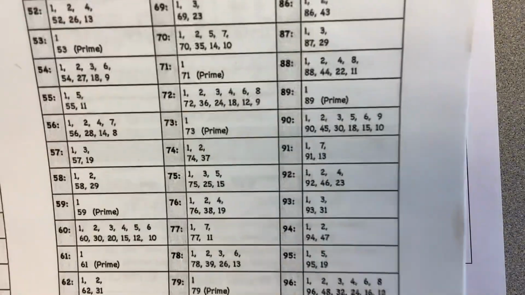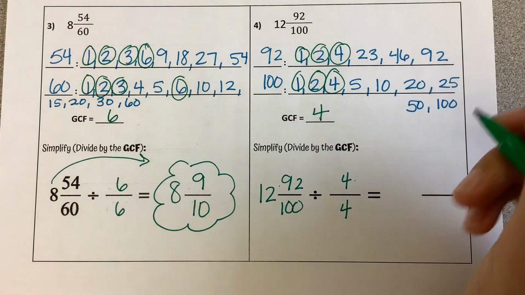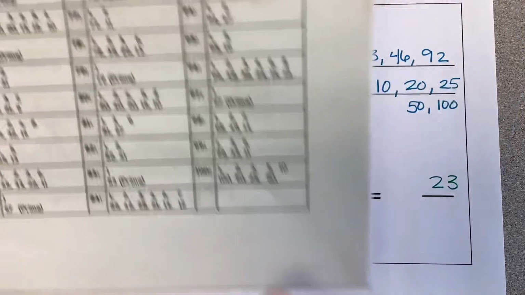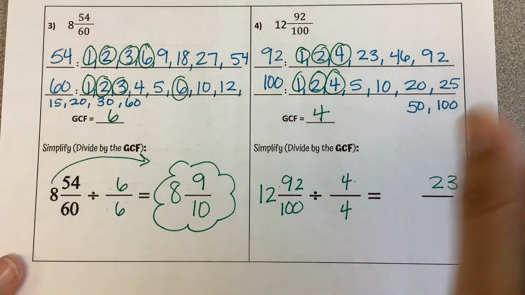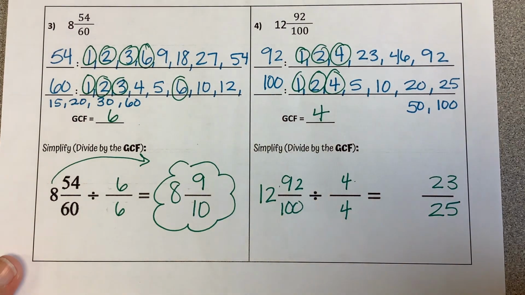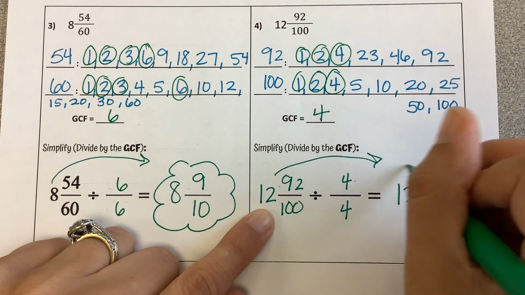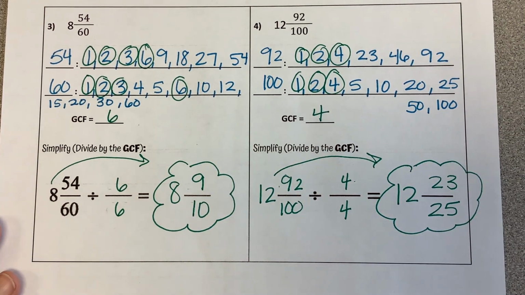So going to 92, finding 4, the 4 is paired with 23. That means 92 divided by 4 is 23. Now the same thing for 100. Find the 4, it's paired with 25. That means 100 divided by 4 is 25. And then I'm bringing my whole number over as well. So it's not just 23 25ths, it's 12 and 23 25ths.